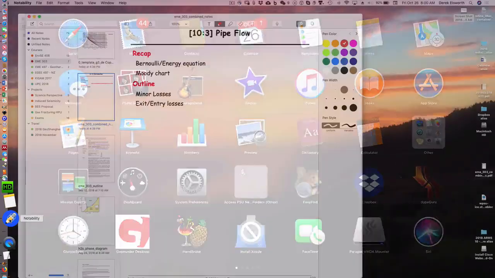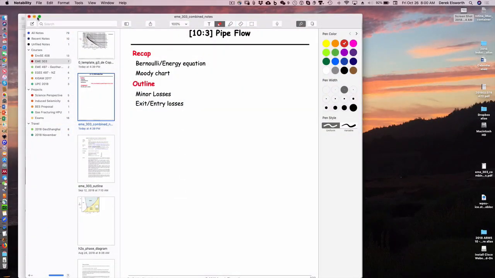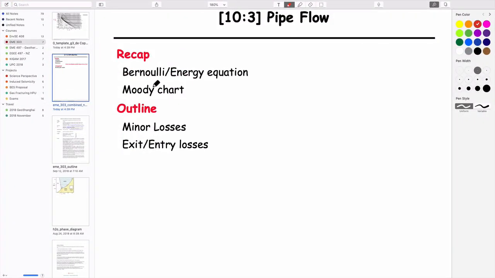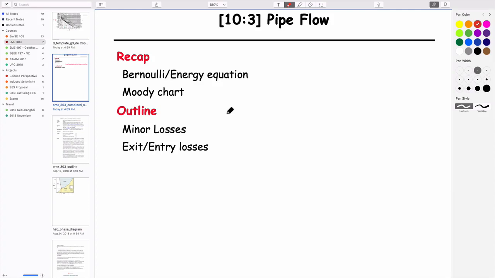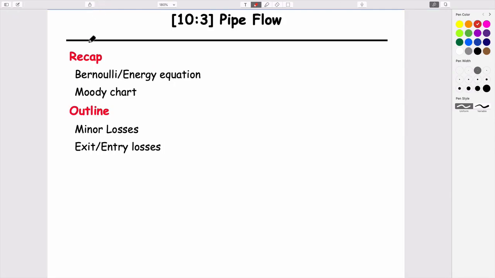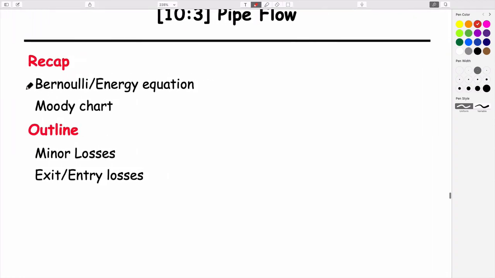And I want to veer a little bit off our scheduled plan today to do some slightly different things. We did talk last time about Bernoulli and the energy equation, and that's basically what we're dealing with. We did talk about the Moody chart, and so maybe we'll recap that. And we've talked a little bit about minor losses and entry losses. But what I wanted to do, maybe rather than leave it into week 11, is talk about how we might solve some different problems using the energy equation with the head losses factored into it.